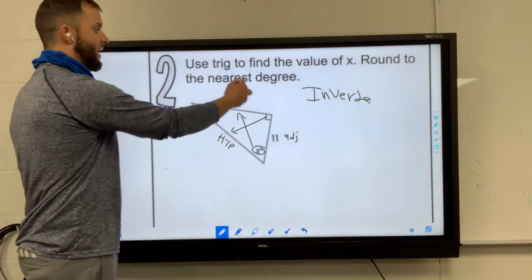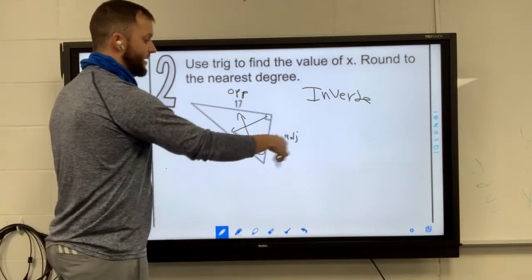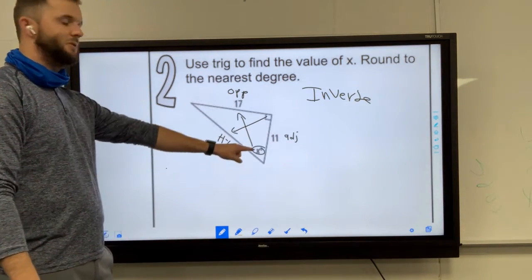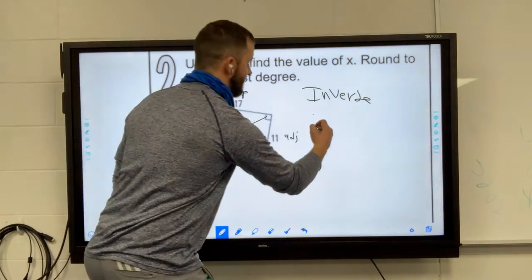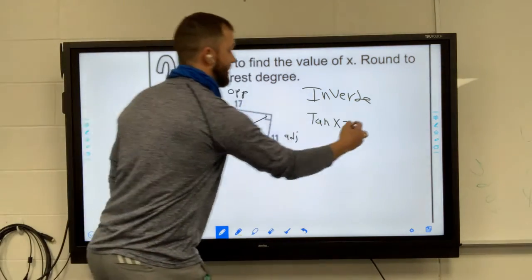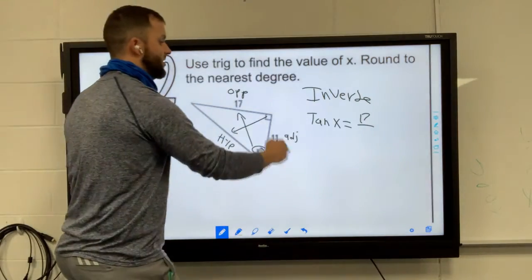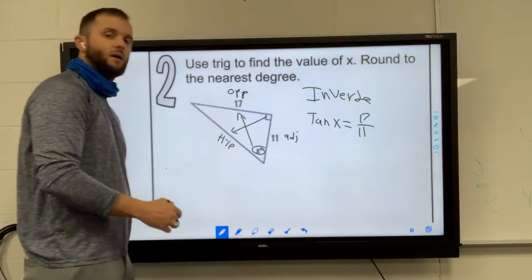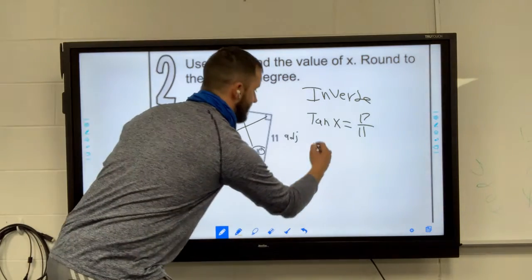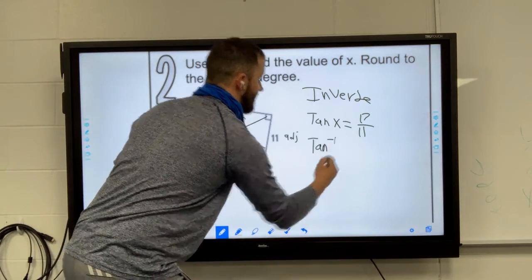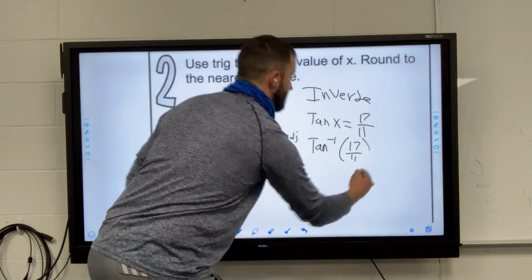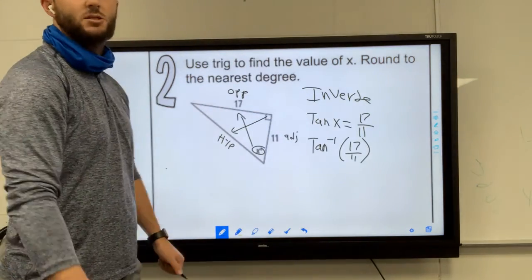So look, I have my opposite side, I have my adjacent side, so now I'm going to use tangent to find what x is. So right now, the tangent of x is going to be the opposite side over the adjacent side. And so now, literally all I have to do, remember, I'm using inverse. So in my calculator, I'm going to use the inverse tangent, and then inside those parentheses, I'm going to put the ratio of the tangent there.